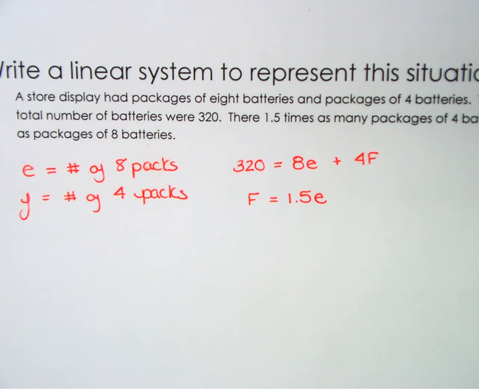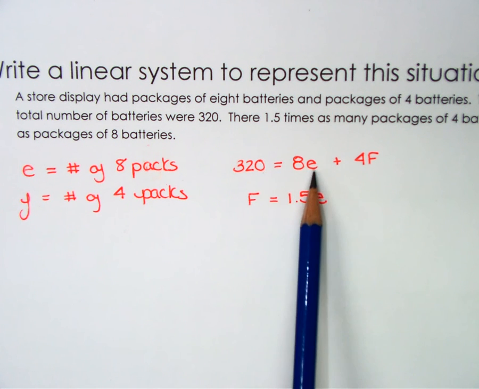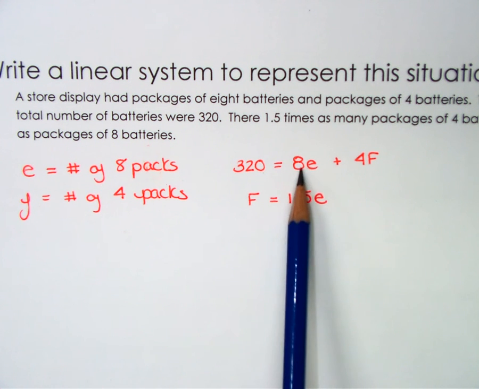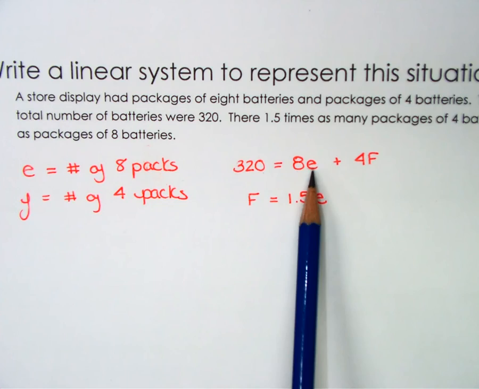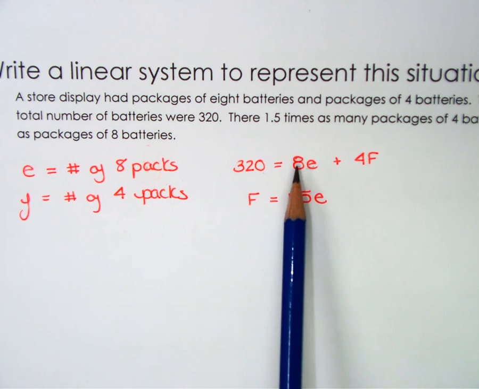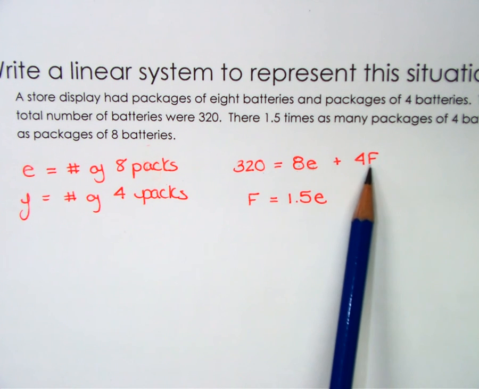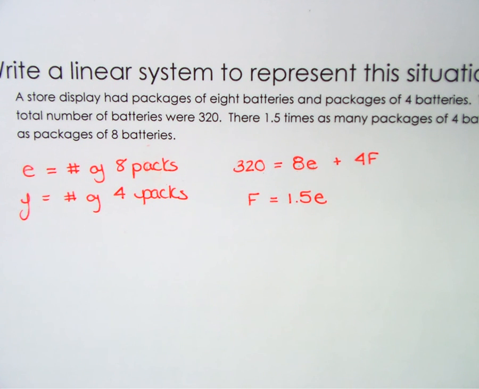So 8 packs of batteries and 4 packs of batteries. I'm sure you've seen them all in the store, right? Some contain four batteries in them, some contain 8 batteries in them. And it says the total number of batteries was 320. So it's not about how many packages they had of each, it's the total number of batteries. So my first equation dealt with that. If I have 2 8-packs, that means I have 16 batteries. So it had to be the number of 8 packs times 8, and the number of 4 packs times 4. And it's going to give me 320 batteries.